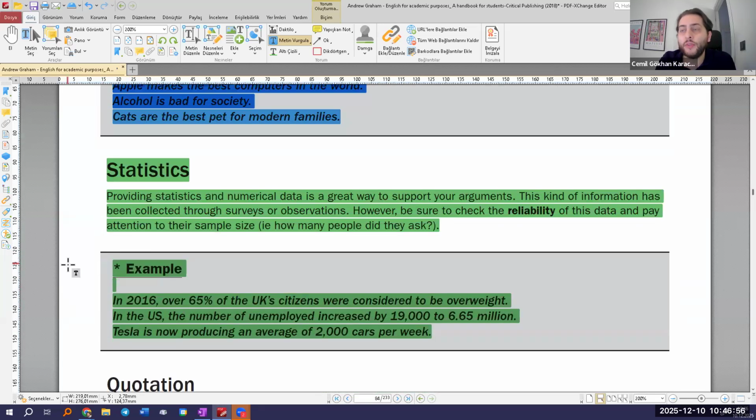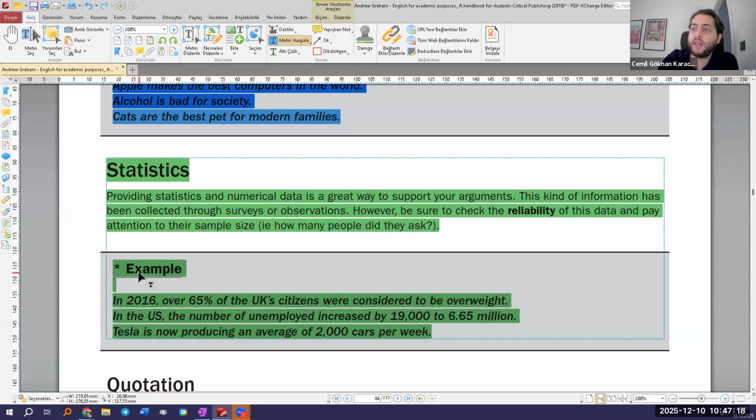So, to prove your points, sometimes you have statistics. They are numerical data to support your arguments. So it increases the reliability. However, be sure to check the reliability of this data and pay attention to their sample size. How many people did they ask? So an example here is this.